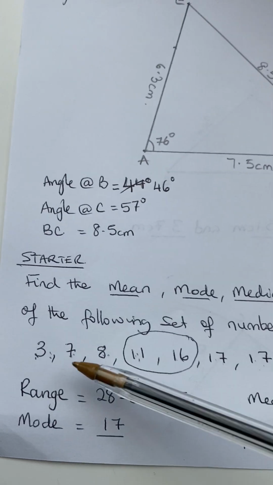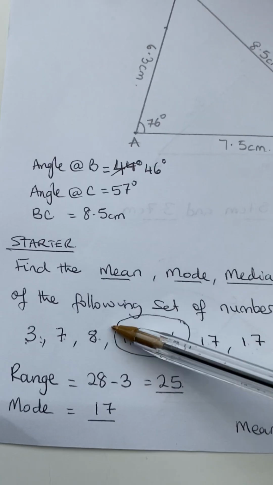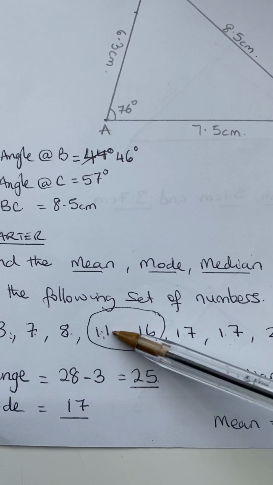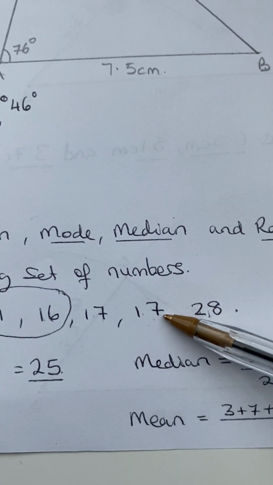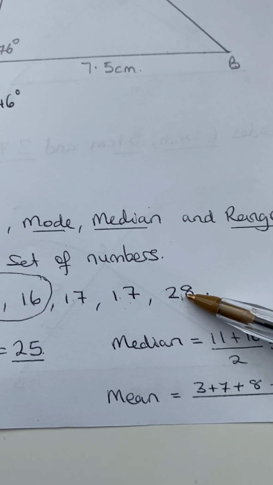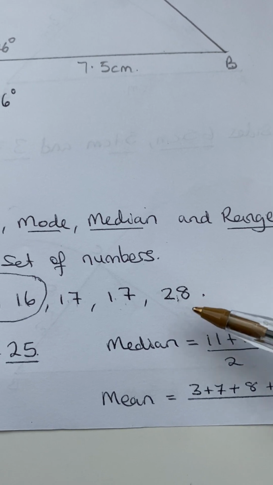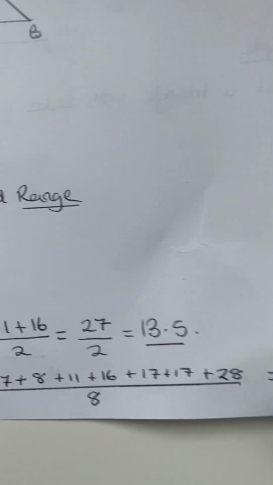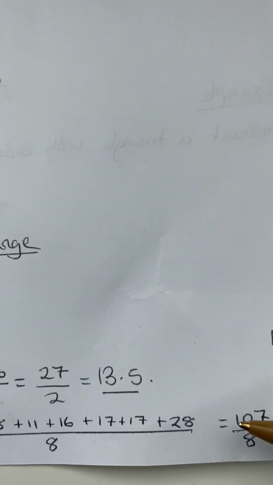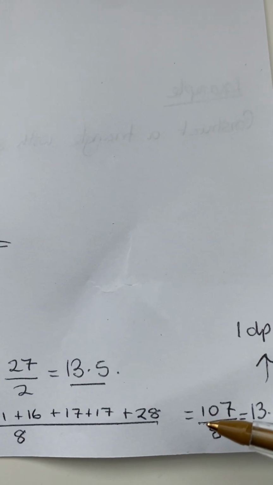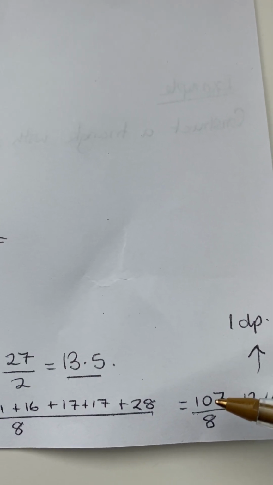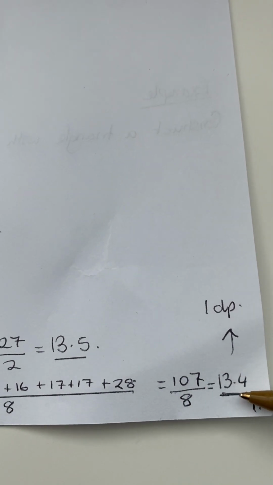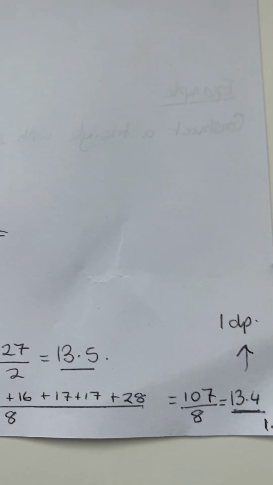And the mean, you add all the numbers and divide by 8 because you have 1, 2, 3, 4, 5, 6, 7, 8. So you have 8 numbers given to us. If you add them up correctly on your calculator, you should get 107, and there are 8 of them, divided by 8. So it's 13.4 to 1 decimal place.